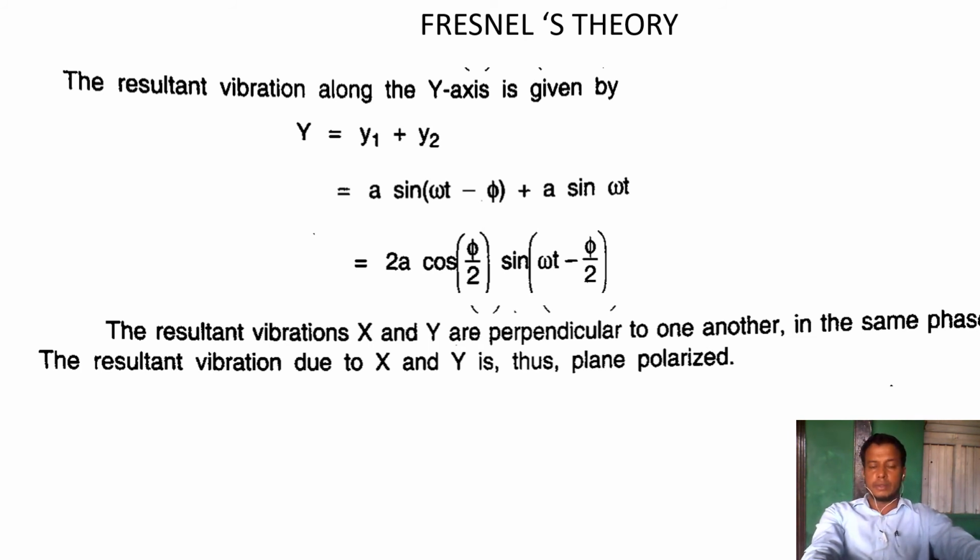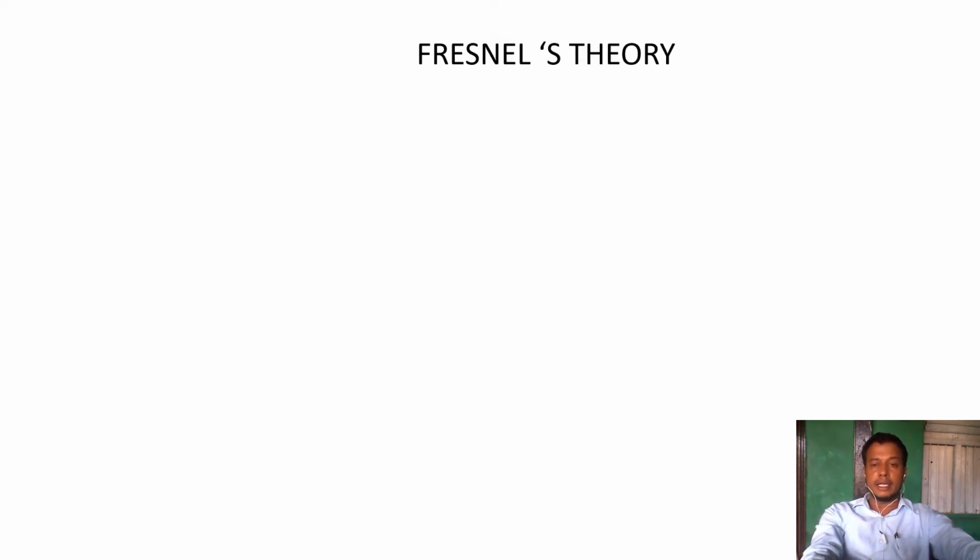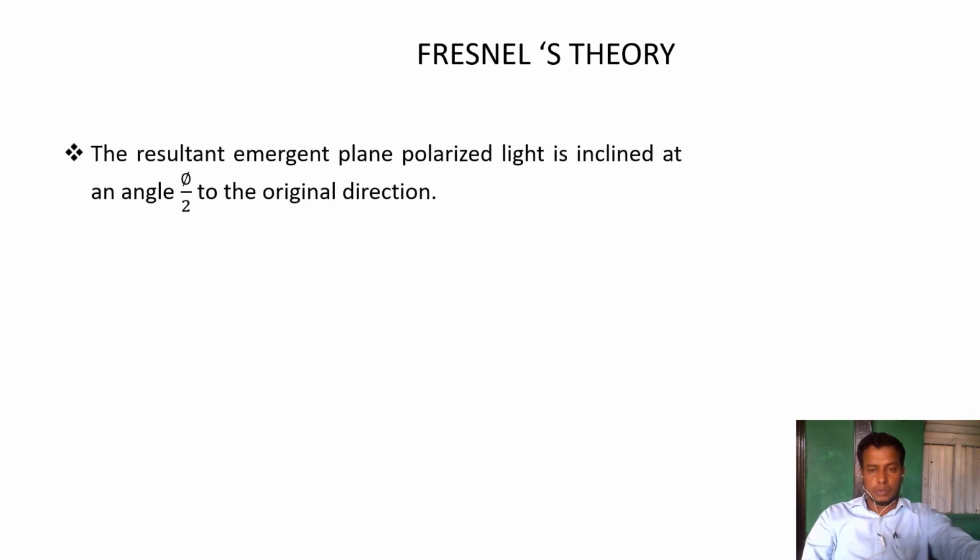So the resultant vibrations along x and y are perpendicular to one another. In the same phase, the resultant vibration x and y is thus plane polarized. Dividing x by y gives tan phi by 2. So there is a path difference of phi that will be seen here. From this equation, dividing x by y equal to tan phi by 2, the resultant emergent plane polarized light is inclined at an angle of phi by 2 to the original direction.